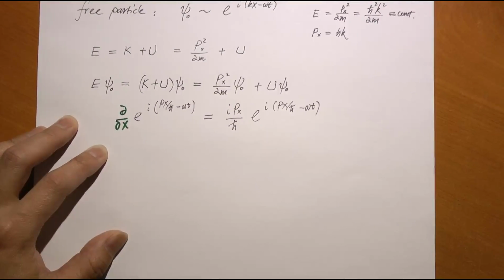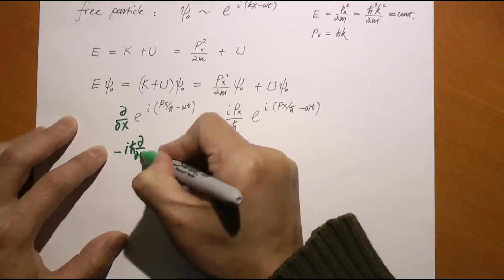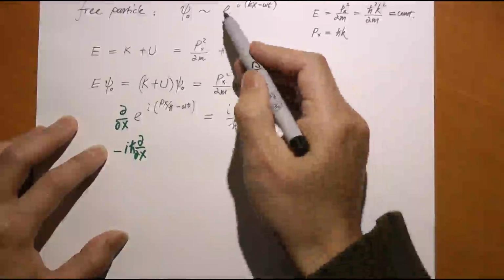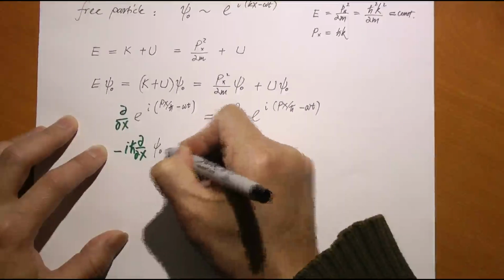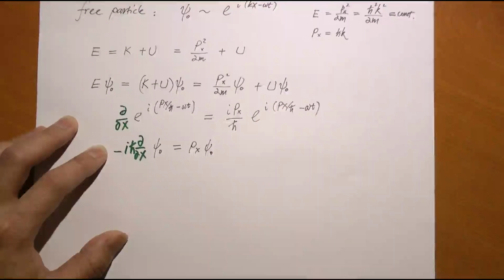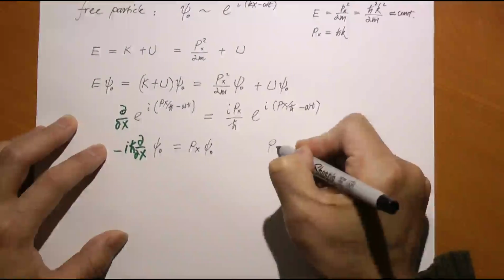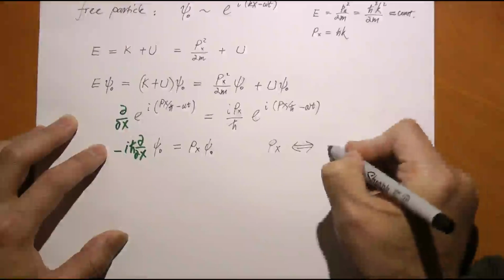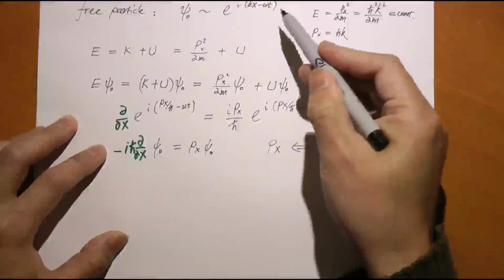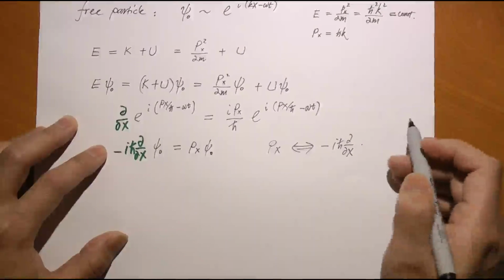So therefore, I found that negative I h bar partial x, this differential operator, acting on the wave function of this free particle psi naught, is just equal to px psi naught. And therefore, I know that I can replace px with this differential operator, negative I h bar partial x. If you operate this on a free particle wave function, you're going to get the same result, whether you multiply by px or you differentiate the wave function with this differential operator.